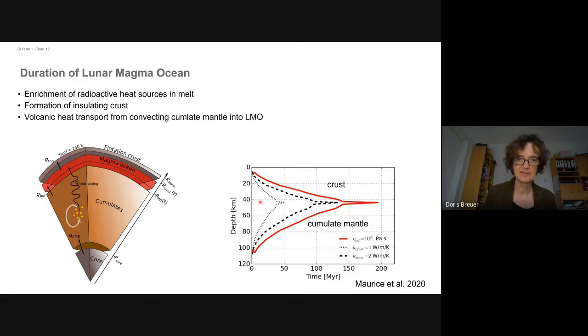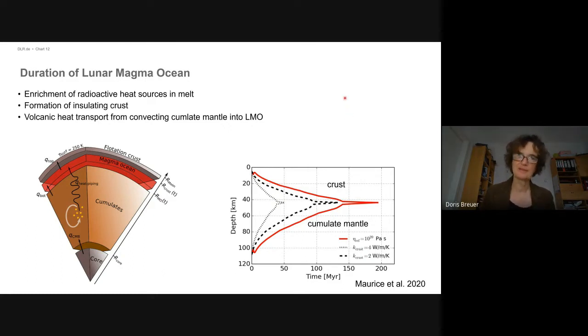And what you see is that the duration of the magma ocean phase ends after 50 million years, and then it stops. But what you need to consider is that the crust has a lower thermal conductivity than the mantle, and that is the dashed line here. In that case, we use a conductivity of 2 watts per meter per Kelvin, which is a realistic value for the anorthosite. And then you see that the duration of the magma ocean is prolonged by a factor of 3. So we end up at about 150 million years.